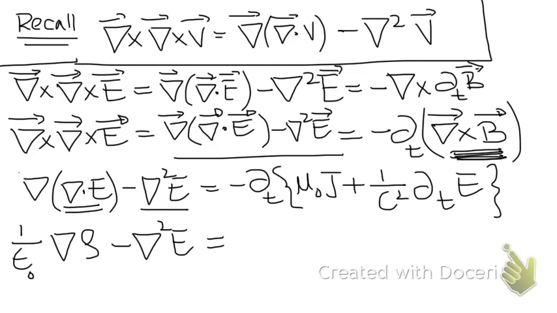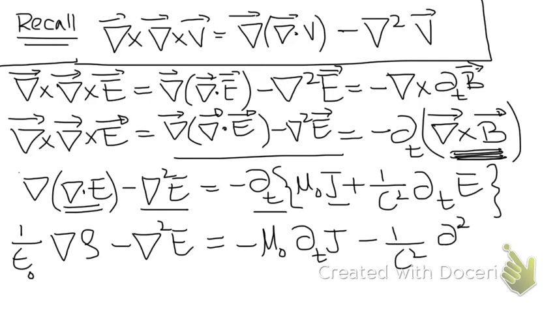of this will then be equal to negative mu naught, it's just a constant, so let's take it out, partial time derivative will apply on J, so partial time derivative on the charge density minus 1 over c squared, and we'll have the partial squared time derivative on E, right? So all I've done is I've distributed this time derivative over here to both of these quantities over here, right? Okay, let me get rid of those lines.